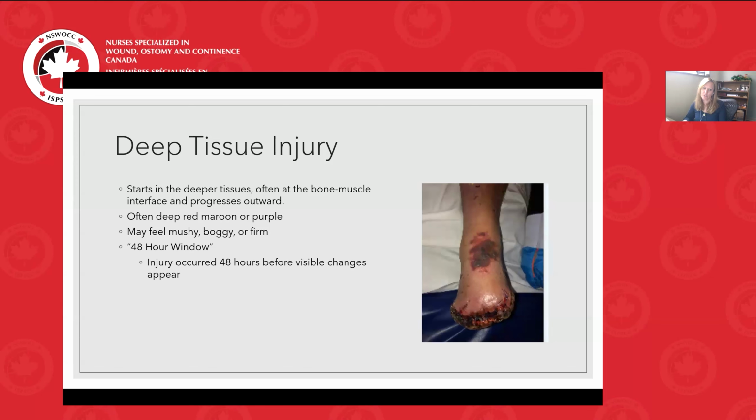Deep tissue injury, this is often at the bone or muscle interface and progresses outward. So the tissue damage is inside out. They are often that maroon or purple color. It can feel boggy or mushy when you push on it. It might be firm. Usually there's a thing called a 48-hour window. So the injury occurs 48 hours before we see any visual change.